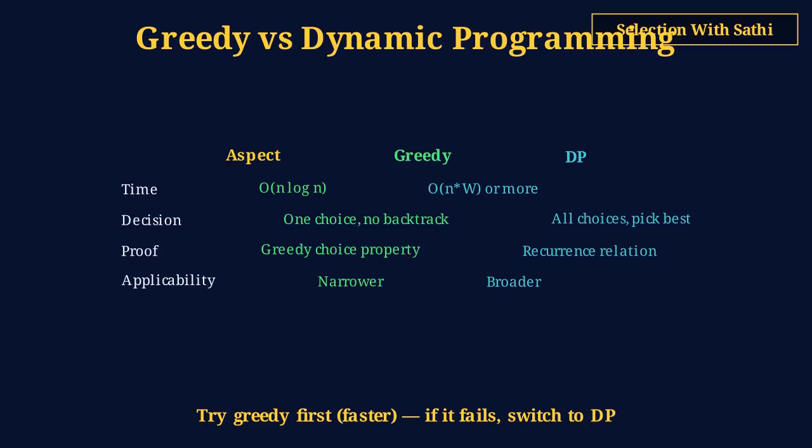The rule of thumb: try greedy first because it is simpler and faster. If greedy does not give the optimal answer on small test cases, switch to DP.